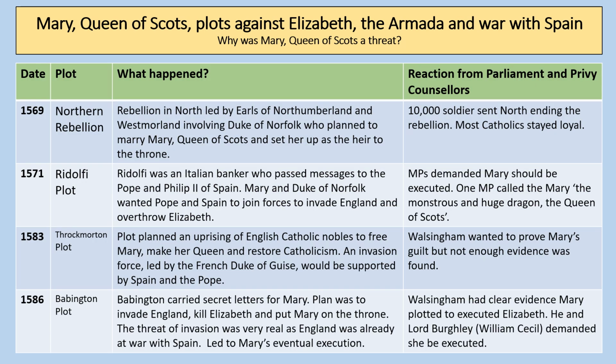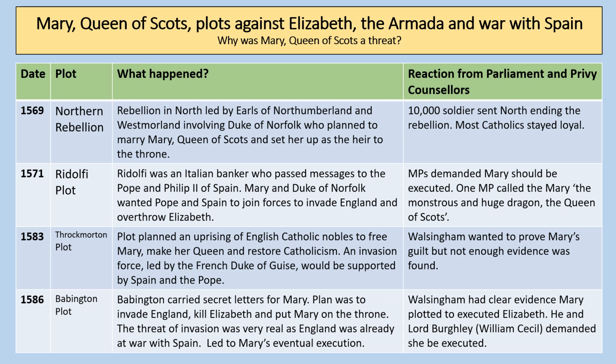Now, here's a reminder of the main plots that happened during this time: the Northern Rebellion, the Ridolfi Plot, the Throckmorton Plot, and the Babington Plot. Now, the Northern Rebellion was a rebellion in the north. It involved the Duke of Norfolk, who planned to marry Mary Queen of Scots and set her up as heir to the throne. 10,000 soldiers were sent north to end the rebellion.